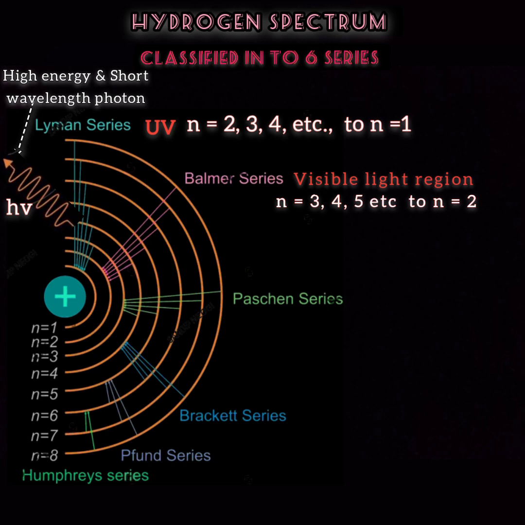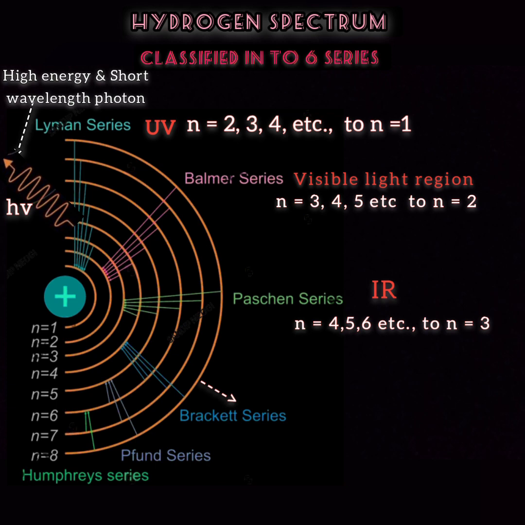The third series is the Paschen series. All the wavelengths of the Paschen series fall in the IR region of the electromagnetic spectrum, when electron transition takes place from higher energy states n equal to 4, 5, 6, 7, 8 to n equal to 3 energy state.